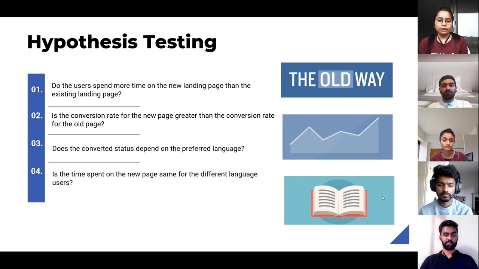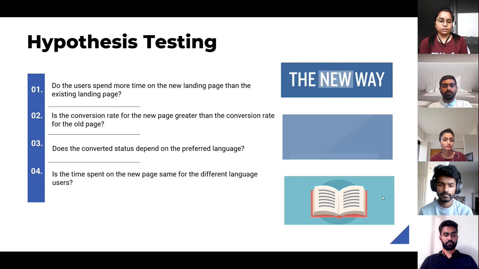Here we have identified that the p-value received was less than the significance level. So we can again reject the null hypothesis, and that means that the conversion rate for the new page is greater than the conversion rate for the old page.